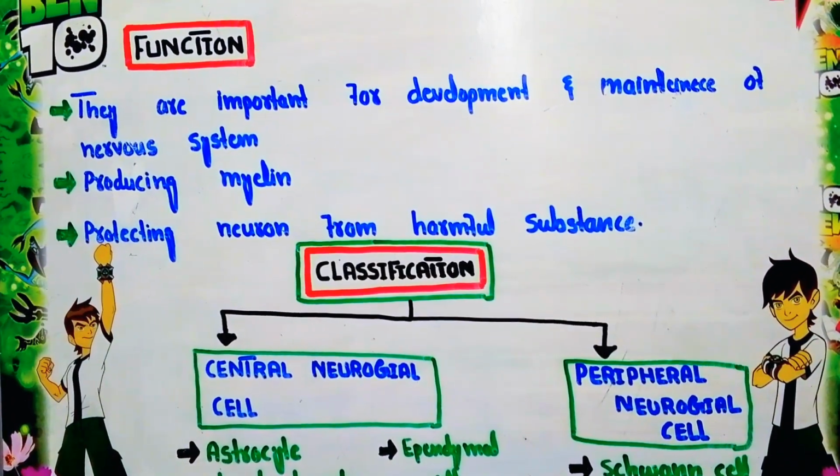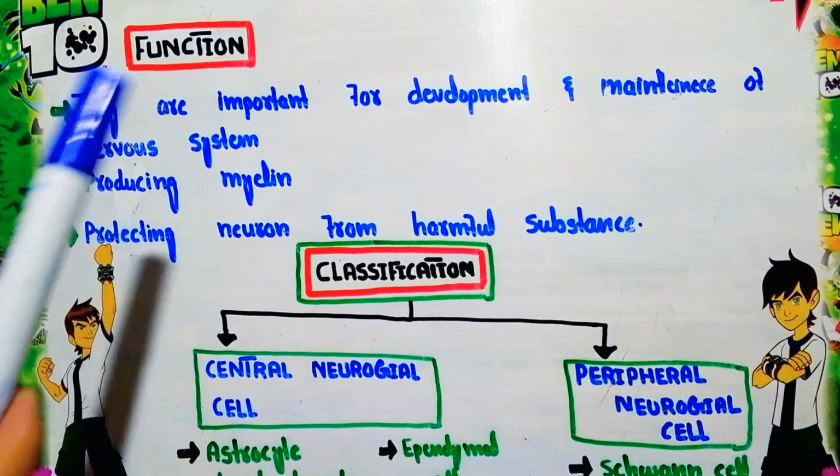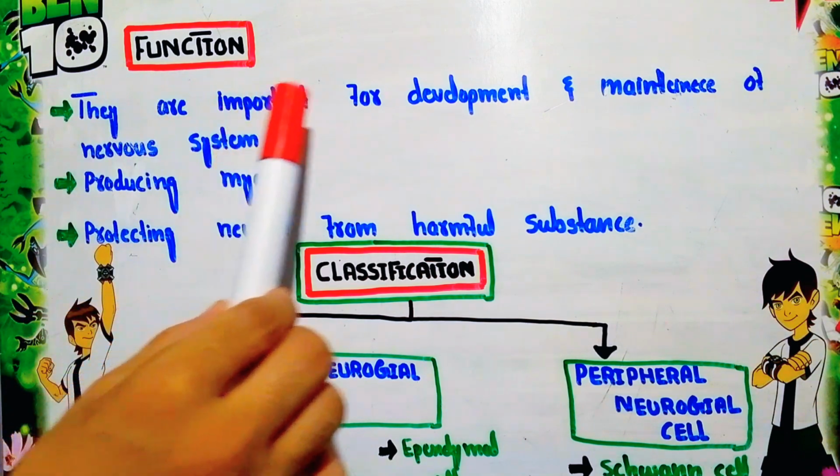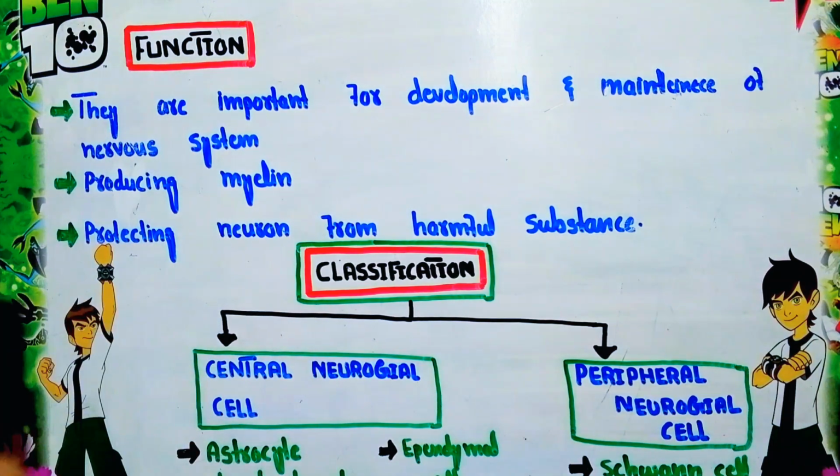Now what is the function of the neuroglial cell in our nervous system? We will discuss the functions and types of the neuroglial cell in detail, but here we will summarize the overall functions performed by the neuroglial cell in our nervous system. The first function is that they are important for the development and maintenance of the nervous system. As we have already talked about, the neuroglial cell provides support to our nervous system, so it is responsible for the development and maintenance of the nervous system.